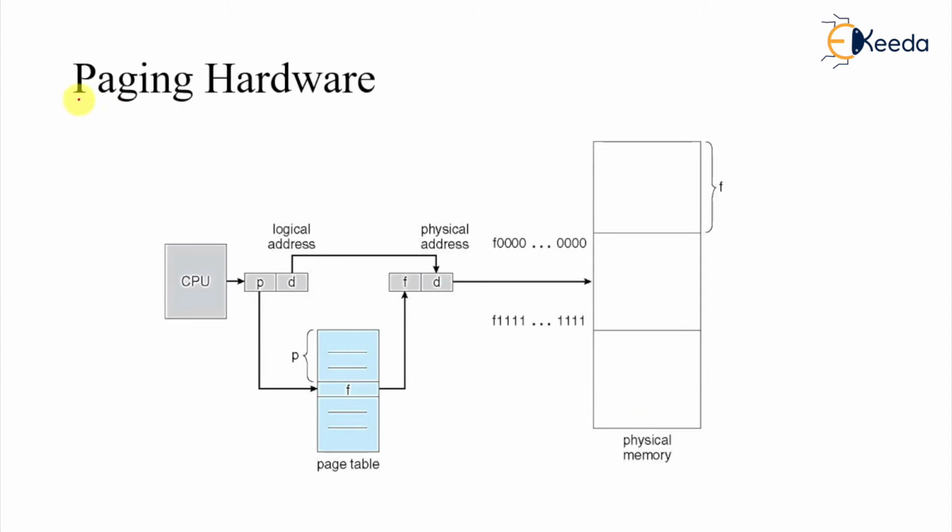Now we need hardware support for this. This is the entire structure of the paging hardware, where you have a CPU, then a logical address is generated, and then we have a new term here, the page table. We'll see what exactly it means, but after this we finally get the frame number, which gives your physical address, and that goes directly to the physical memory.